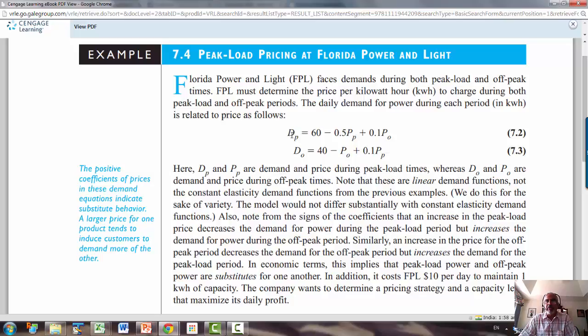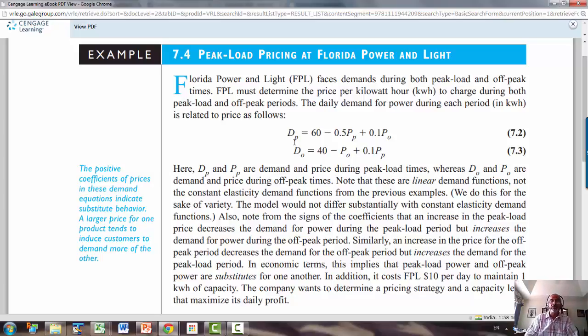So peak period demand has a negative slope with peak period price, because if the peak period price goes up, the demand is going to go down during peak period. But it has a positive slope with respect to off-peak period price, because if off-peak period price goes up, then some of that demand would come to peak period. The opposite here, during off-peak period, demand would be if peak period price goes up, then the demand will shift from peak period to off-peak period. So you have a positive slope there. And if off-peak period price goes up, of course the demand will go down. So now how do you set this up?